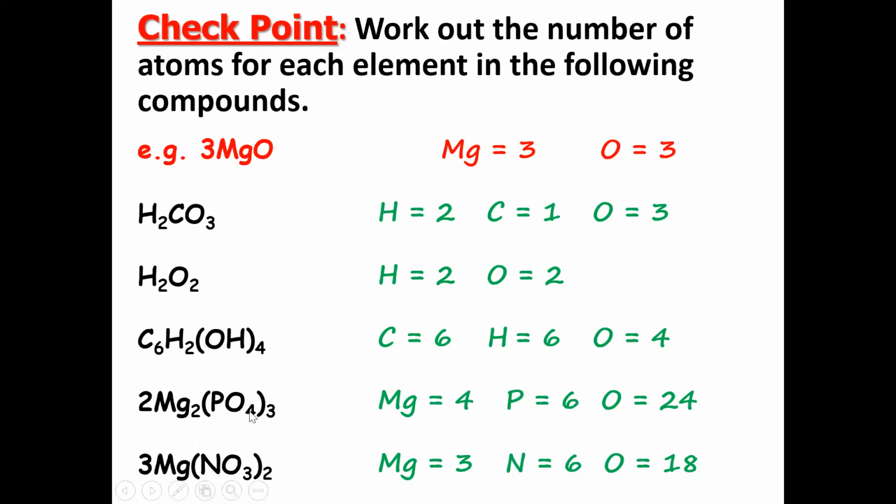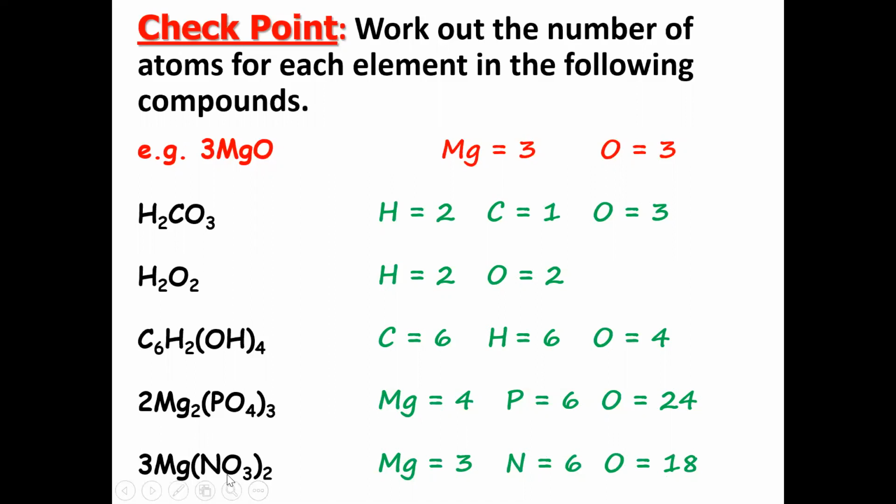And then oxygen, because you've got a 4 on the oxygen, the subscript 4, that means there are 4 oxygens within that bracket. But because you multiply it by 3, 3 times 4 is 12, and then you multiply by 2 because of the coefficient. That gives you 24 in total.